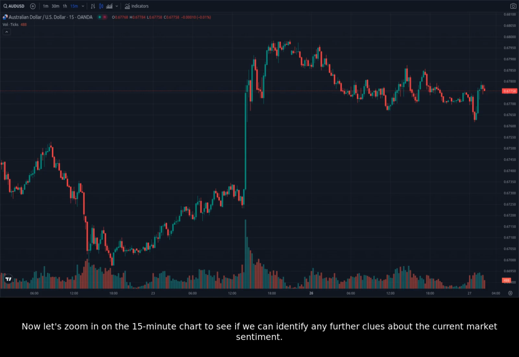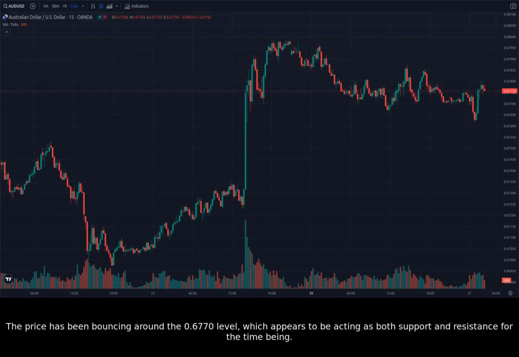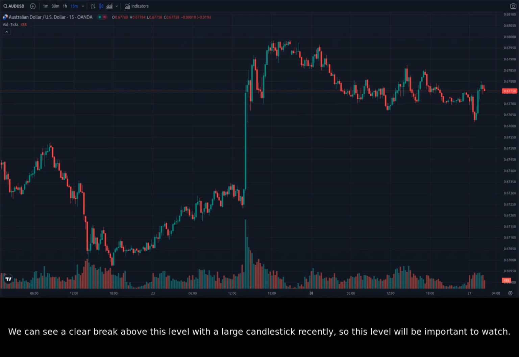Now let's zoom in on the 15-minute chart to see if we can identify any further clues about the current market sentiment. On the 15-minute chart, we can see that the AUDUSD has been consolidating within a narrow range for the past few hours, suggesting a lack of clear direction in the market. The price has been bouncing around the 0.6770 level, which appears to be acting as both support and resistance for the time being. We can see a clear break above this level with a large candlestick recently, so this level will be important to watch.